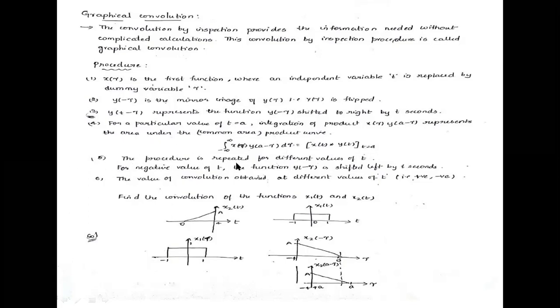The fifth point is that the procedure is repeated for different values of t. For negative values of t, the function y of minus tau is shifted to the left by t seconds. The value of convolution is obtained at different values of t, both positive and negative. You have to follow these points to find the graphical representation of two signals to find the convolution. This example we already discussed in yesterday's class.